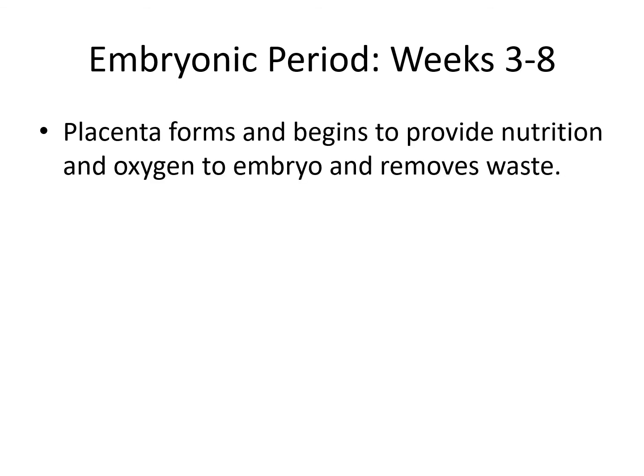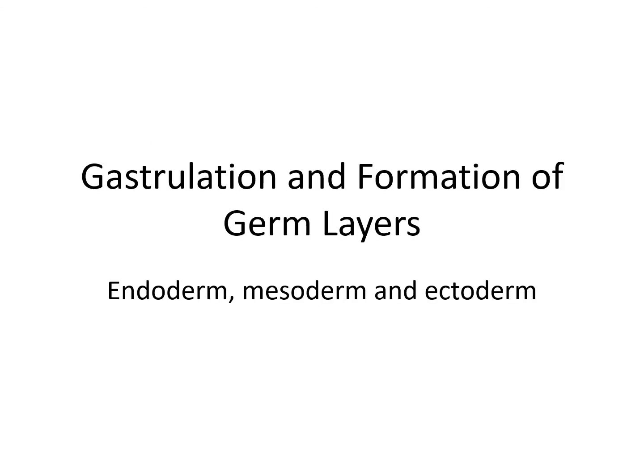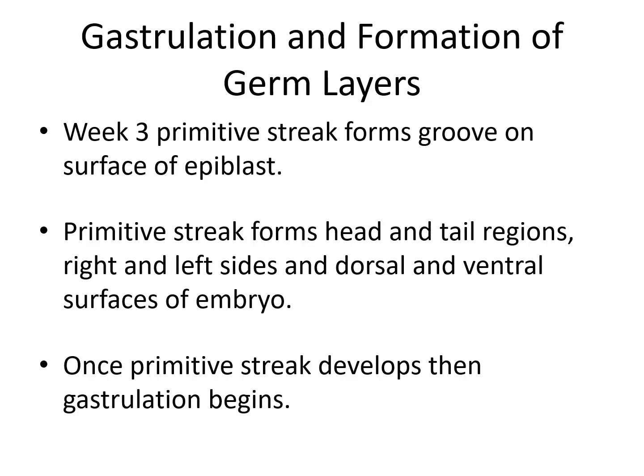Okay. The placenta forms and begins to provide nutrition and oxygen to the embryo and removes waste. So up to now, the corpus luteum has been serving that function. So let's look at gastrulation and the formation of the germ layers. The 3 germ layers are endoderm, mesoderm, and ectoderm. Okay. So let's look at week 3.